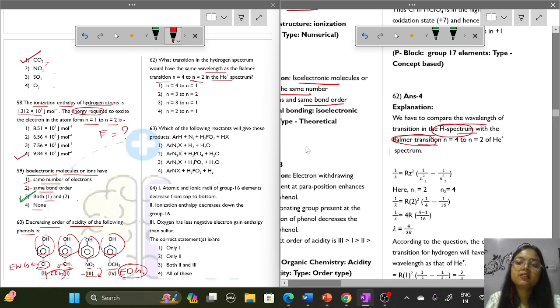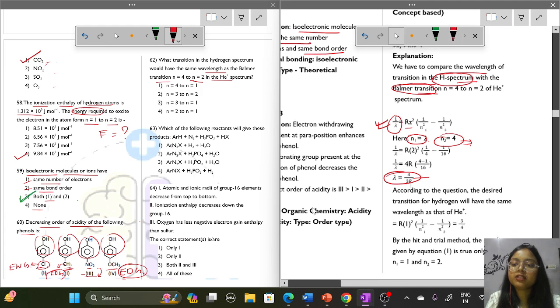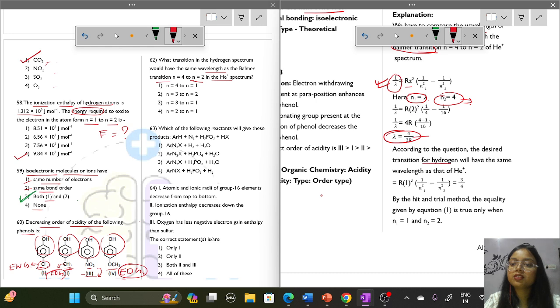First we will look at the helium plus transition. For the spectrum, 1 by lambda equals Rz square, 1 by n1 square minus 1 by n2 square. Here n1 is 2 and n2 is 4, as we have to consider the Balmer spectrum. So here lambda we will get as 4 by 3 R upon solving this. According to the question, the desired transition of hydrogen will have the same wavelength as that of helium plus. For hydrogen, Z is 1, and then lambda we will get as 3 by 4.